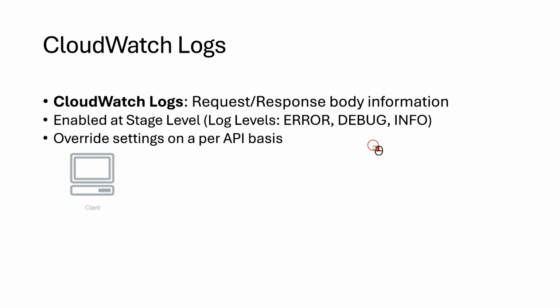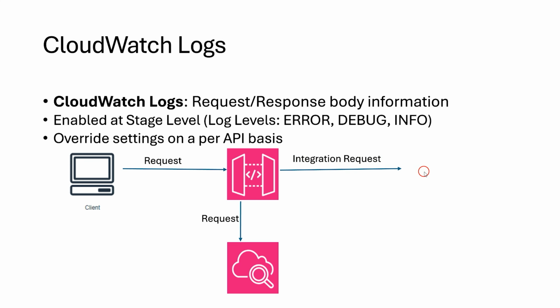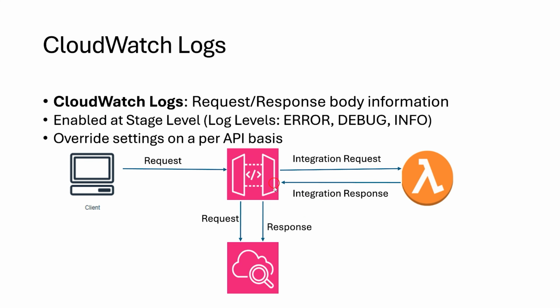To get better clarity, look at this flow diagram. We have a client sending a request to API Gateway, and API Gateway first logs that request to CloudWatch if you enable CloudWatch logs, and after that it sends the integration request to the backend. Here the backend is Lambda. Lambda processes the request and sends its integration response to API Gateway, and we log that response in CloudWatch and send the response back to the client, so that we will know what goes through the API Gateway and what comes out of the API Gateway.